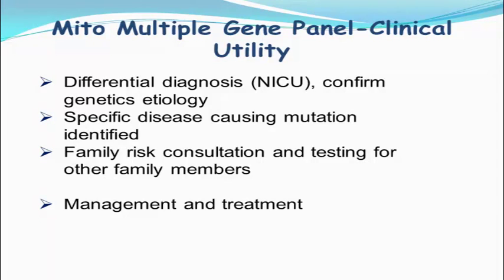This panel will be very useful for differential diagnosis and to confirm the genetic etiology of the disease. The specific disease-causing mutation identified will help with family risk consultation and testing of other family members. And a confirmed diagnosis will help with the patient's management and treatment.